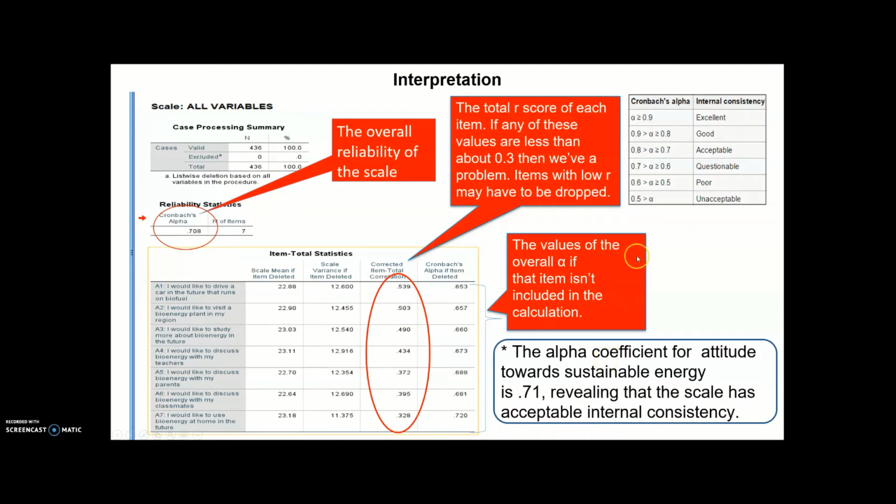Okay, so also we have some cutoff points for the Cronbach alpha. If your Cronbach alpha is between 1 and 0.9, it means that you have an excellent scale in terms of internal consistency. If your alpha is between 0.9 and 0.8, your reliability is good. If it is between 0.8 and 0.7, it is still acceptable. But if your Cronbach alpha level is below 0.7, then your reliability is questionable, or sometimes it's poor, or it is unacceptable. So how can we report these Cronbach alpha results in APA style? It is easy. The alpha coefficient for attitude towards sustainable energy is 0.71, revealing that the scale has an acceptable internal consistency.